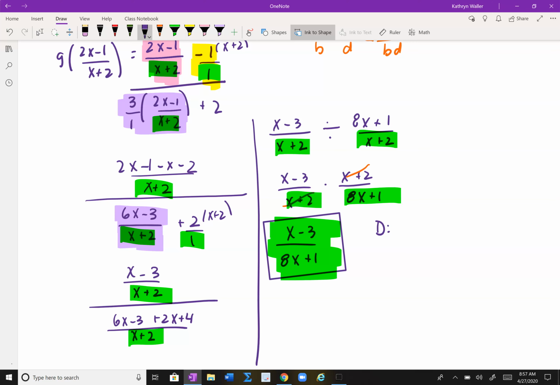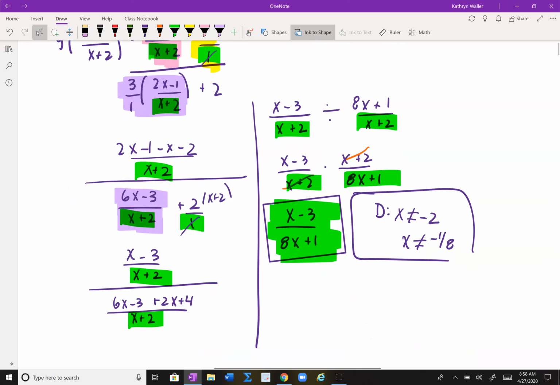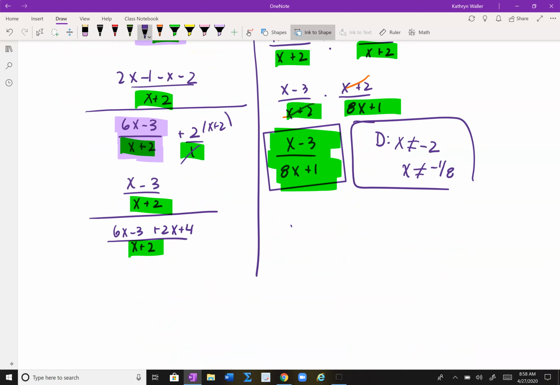So what do we have? The 1 doesn't give us anything. That doesn't give us anything. X plus 2 tells me that x cannot be negative 2. Those are all x plus 2's. 8x plus 1 tells me x cannot be equal to negative 1/8. There's my domain. All right, now the next question is to find g of f of 2.